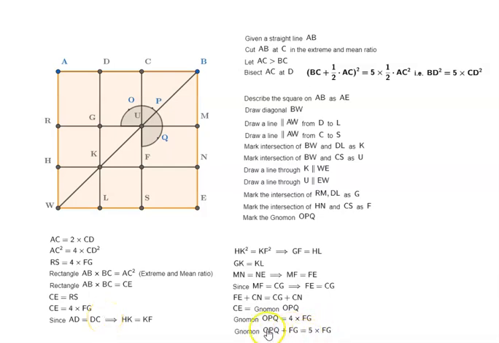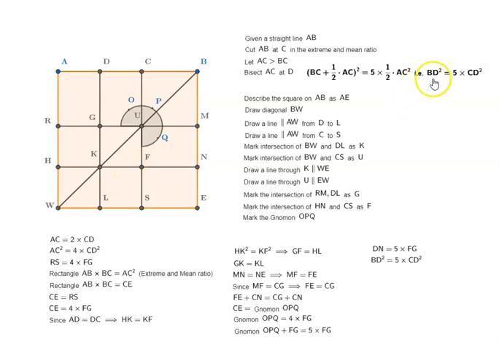Let's add FG to both the sides. So we have gnomon OPQ plus FG is equal to 4 times FG plus FG, which is 5 times FG. Gnomon OPQ plus FG is what? It is DN. So DN is equal to 5 times FG. And DN is what? DN is the square on BD. So BD square is equal to 5 times FG. And FG is what? It is the square on CD.